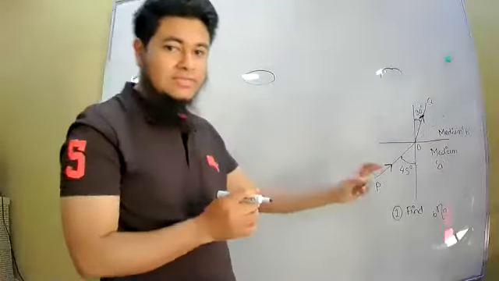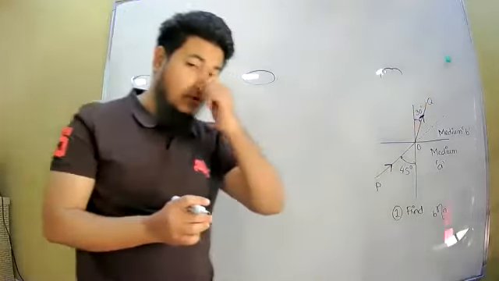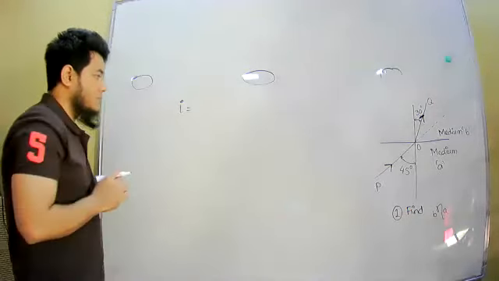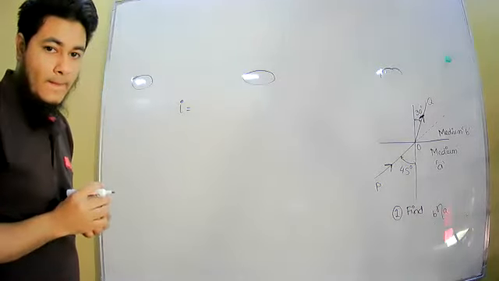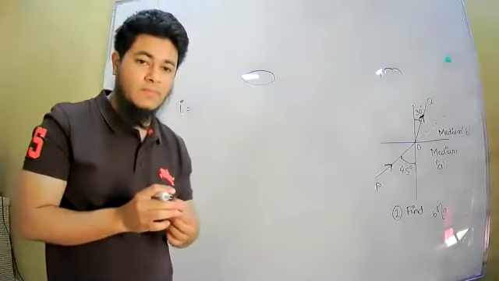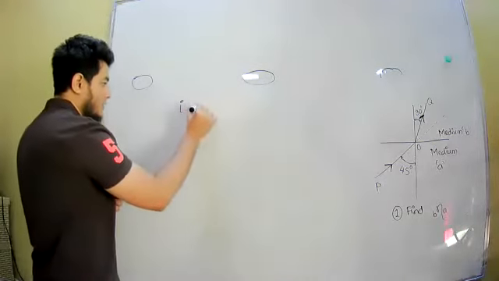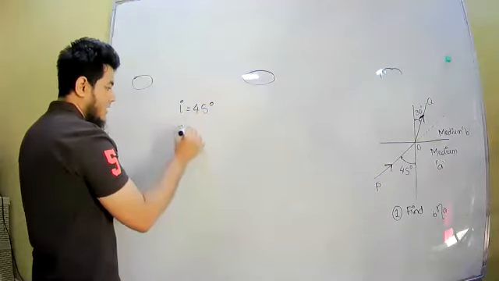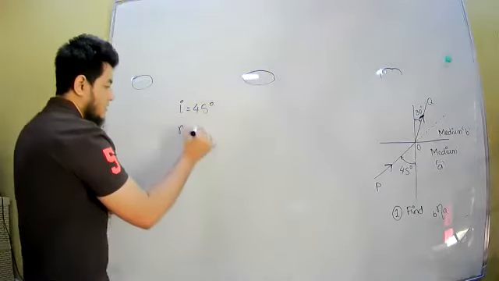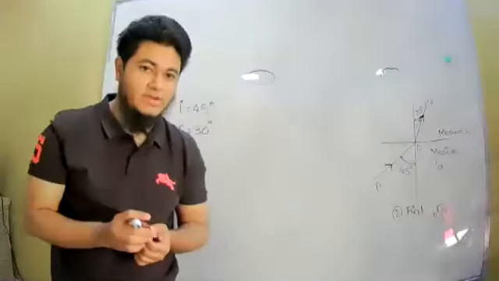So the incident ray is PO, refracted ray is OQ. Now I want to ask you, what is the angle of incidence? From the figure, can you tell me what is the angle of incidence? Sir, 45 degree. Now, and then the angle of refraction? 30 degree. So if I have these two, I can calculate the refractive index, right?